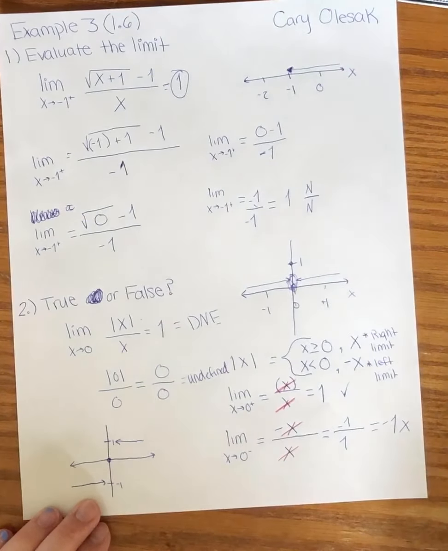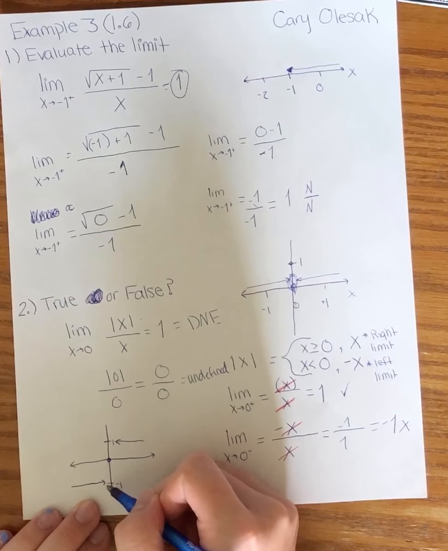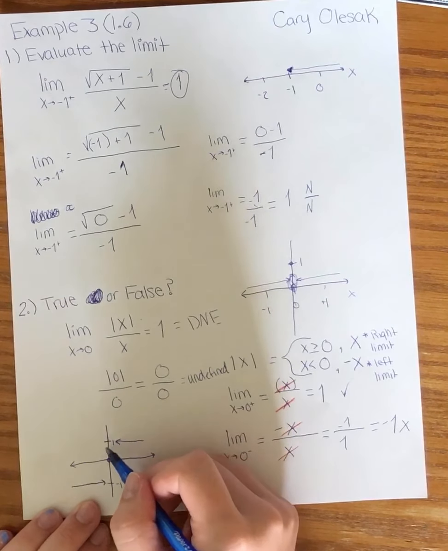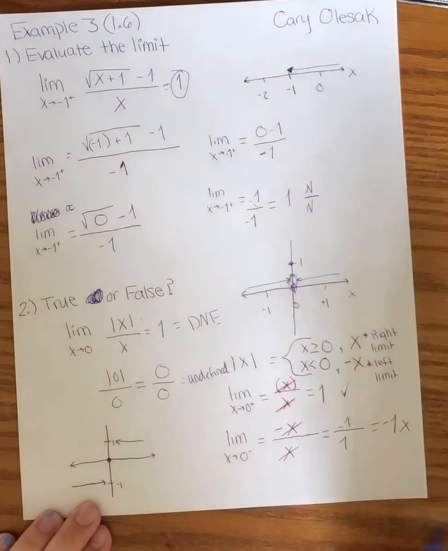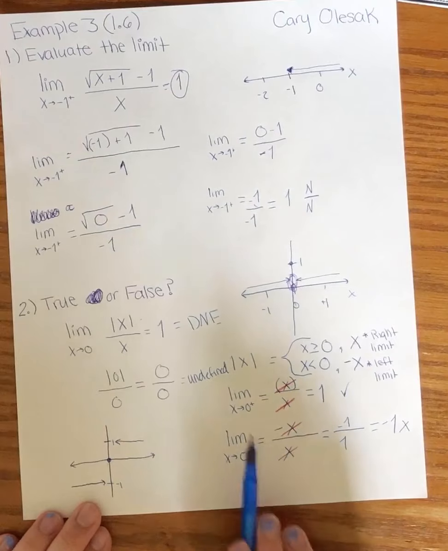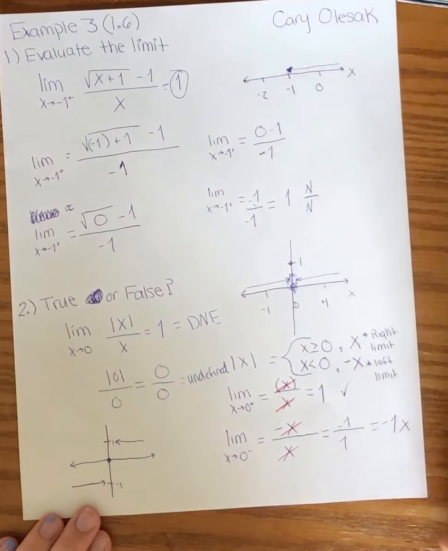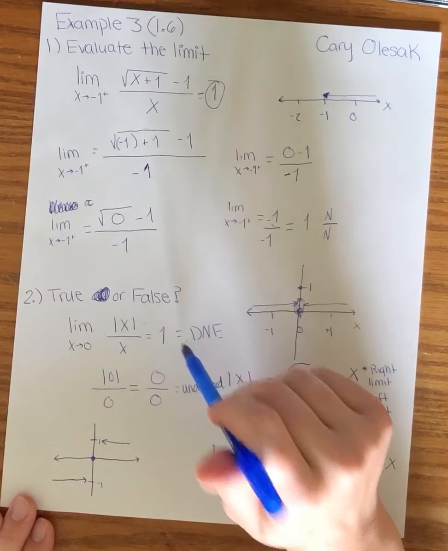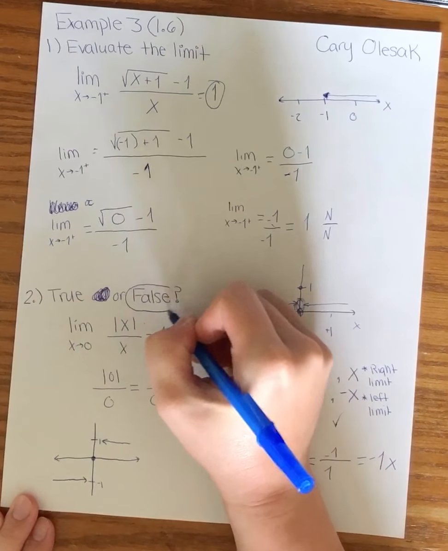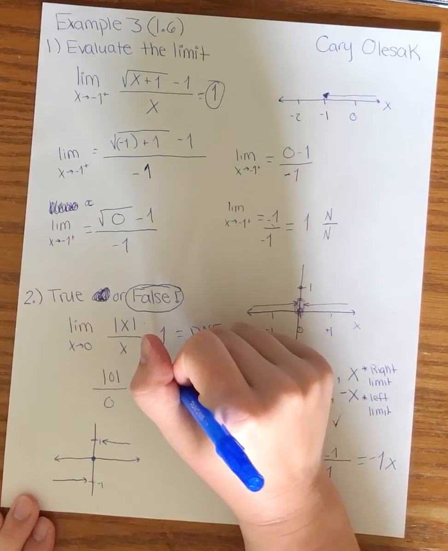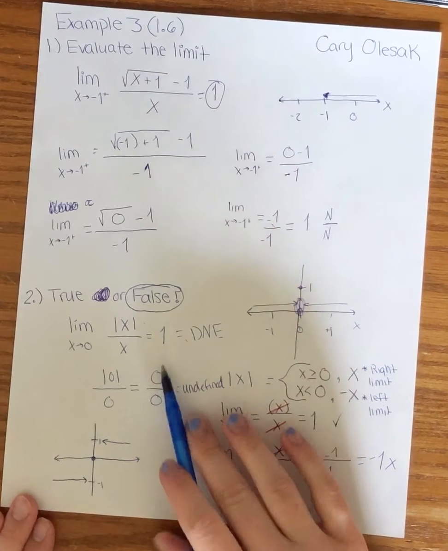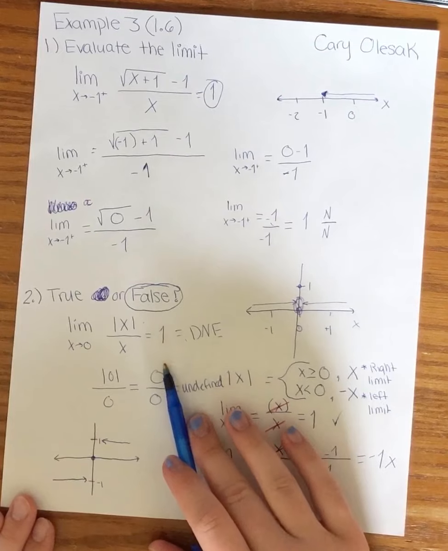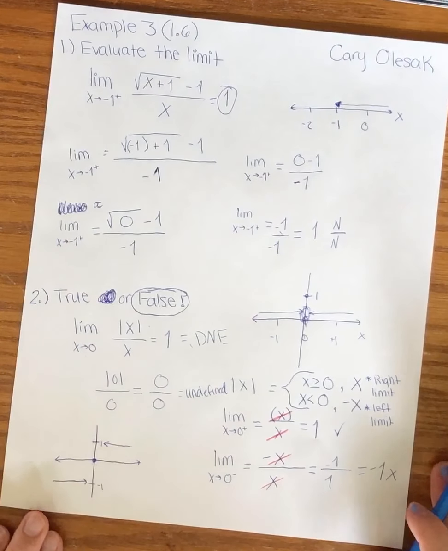This does not exist because the function is approaching two different spots for x approaching 0. If it was just asking for the right-hand or the left-hand limit, we would have a different story, but since it's asking for what's happening at both sides, this limit does not exist. And so, is it true or false, this will end up being false because from both sides, the function is not approaching 1. So there. Thank you.